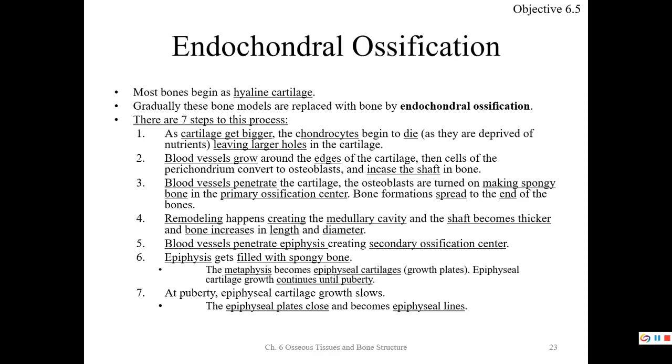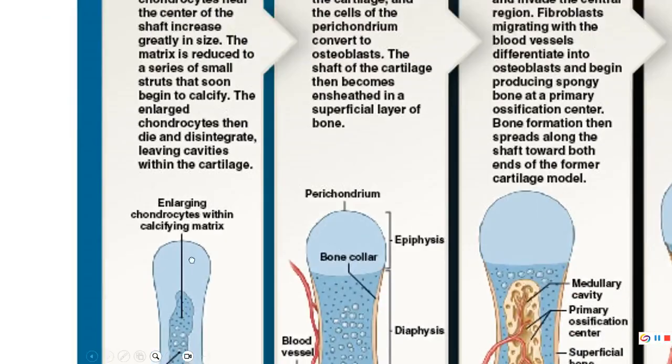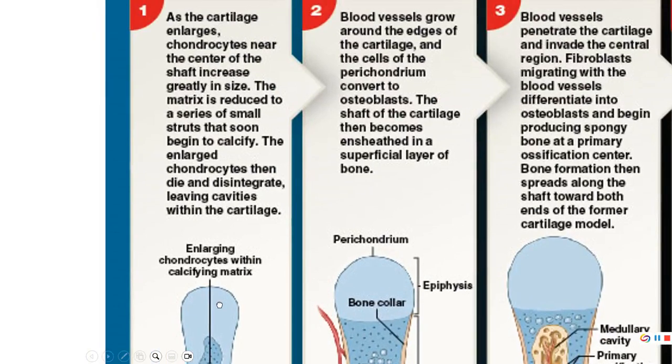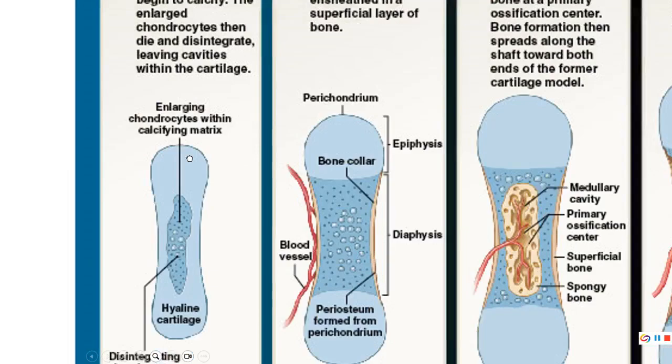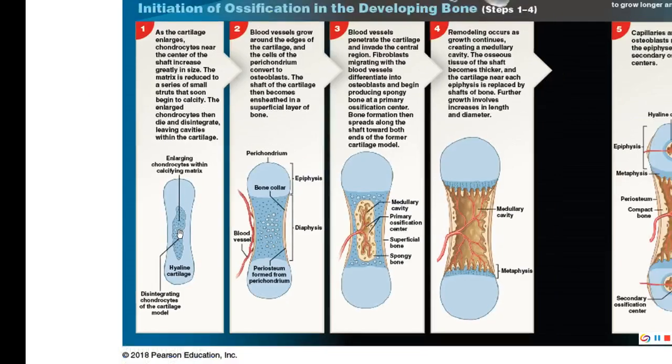The first thing we want to think about is that your cartilage is going to get bigger. The chondrocytes are going to die as they basically starve to death, and they'll leave behind big holes in the cartilage. The chondrocytes near the center get bigger, degenerate, and die, leaving behind big holes. That's what we see here: larger chondrocytes in the matrix.